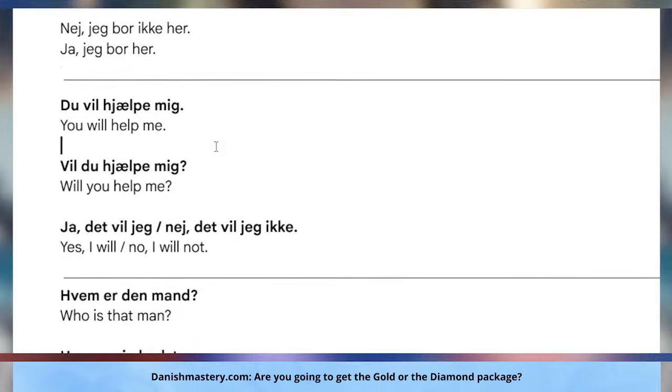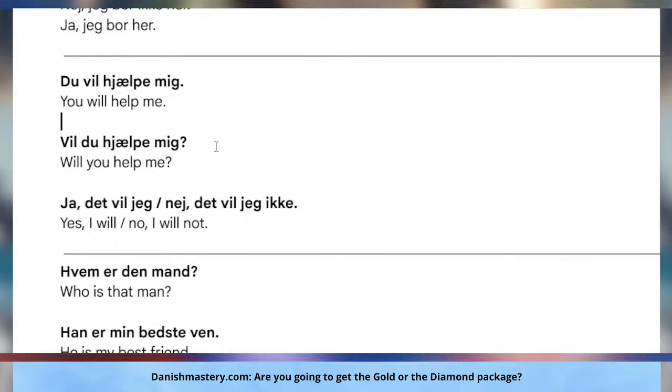Okay, næste. Du vil hjælpe mig. Super. Vil du hjælpe mig? Question. Right. Du vil hjælpe mig. Vil du hjælpe mig?